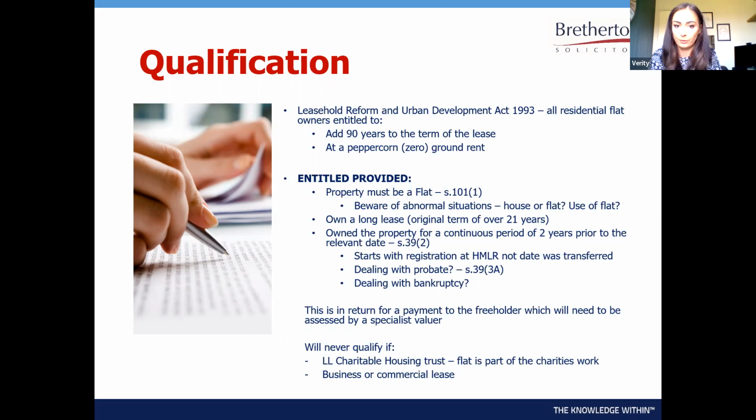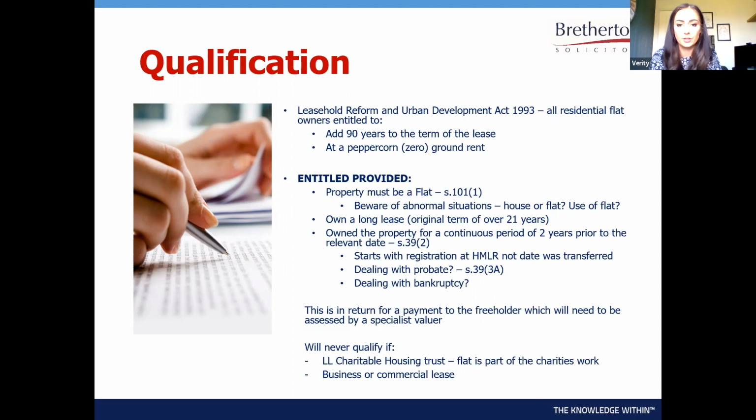And again, be careful if you're dealing with a bankruptcy. So neither the trustee in bankruptcy of a tenant nor the receiver of a bankrupt tenant's mortgagee can rely on the bankruptcy period of occupation. So the 2 year rule always vests in the bankrupt tenant, not the receiver.